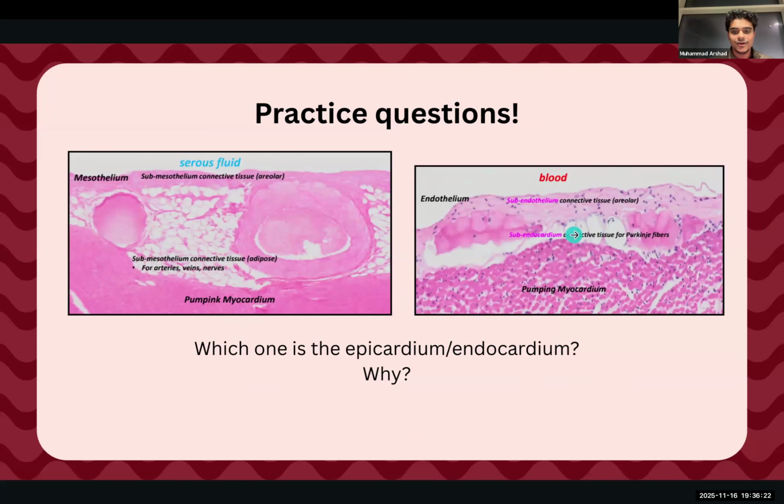So, okay, to be honest, it's kind of obvious because I didn't really cover it up, but which one is the epicardium, which one is the endocardium, and why? What are distinguishing features that tell you which one is which?